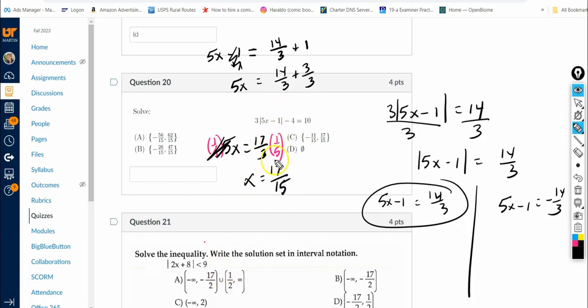And if I plug 17/15 back into this, that will work. And this doesn't have 17/15 as a solution. That doesn't have 17/15 as part of the solution. Okay, 17/15 works, and it's part of this one. So I don't even have to do that second one there. By process of elimination, it's going to be C.